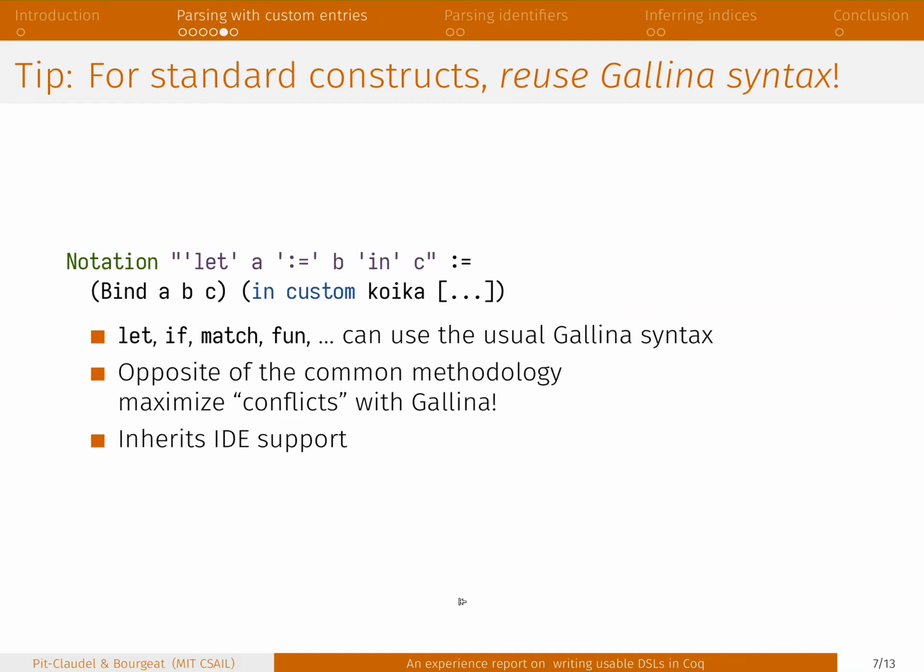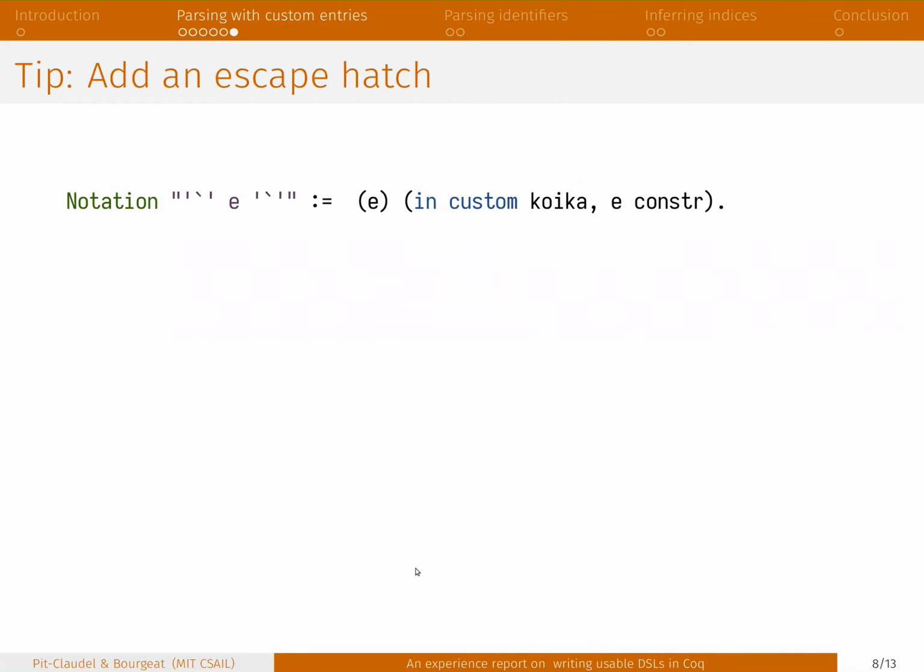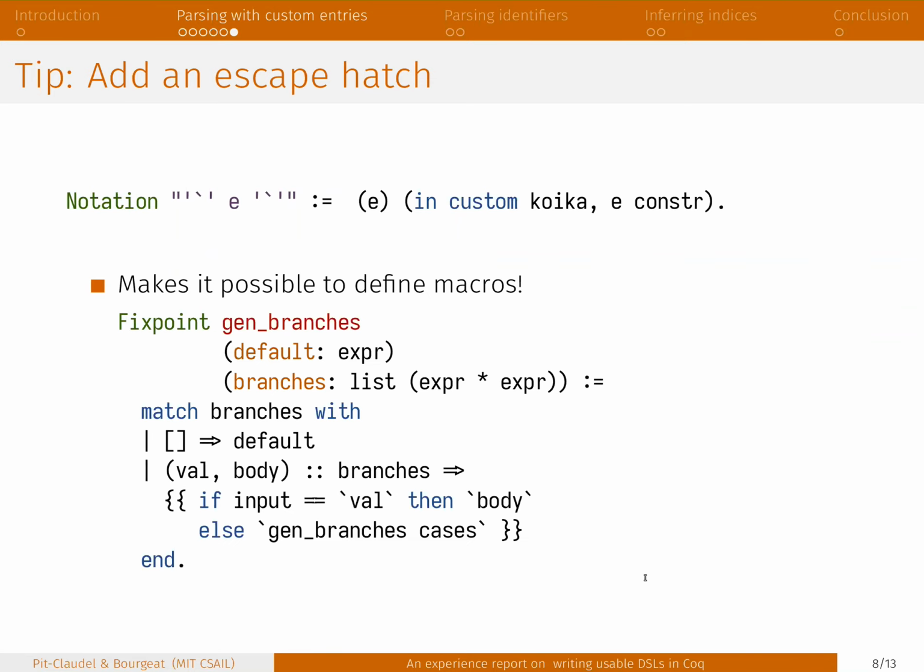Our second tip is to add an escape hatch to leave our brand new parser, because sometimes we do want to leave it, and we do want to interleave Koika and Galena, but this interleaving should be in a delimited fashion. If we encounter backtick delimiters, we order Coq to leave our deeply embedded parser and go back into Galena parsing. These tricks allow us to define readable macros. Here is a function that generates nested Koika ifs from a list of pairs, a condition and the AST attached to that condition.